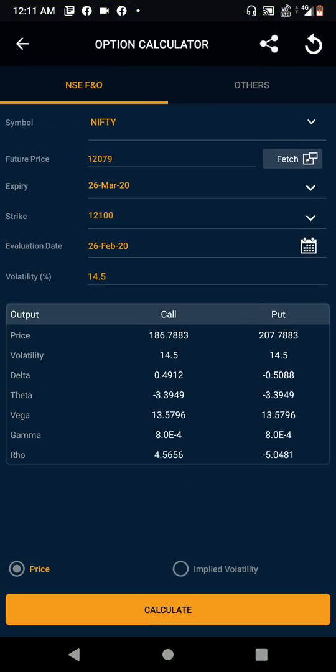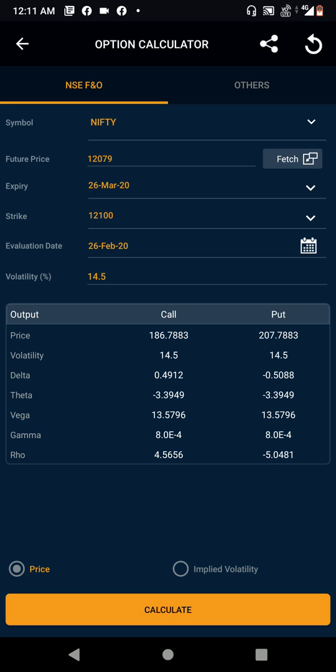Okay, so now we can see that the delta is clear, theta is clear. The theta is very clear because theta is nothing but the time decay factor. When the option is at the money, in the money, or out of the money, the value which is more than the intrinsic value will decay over time.